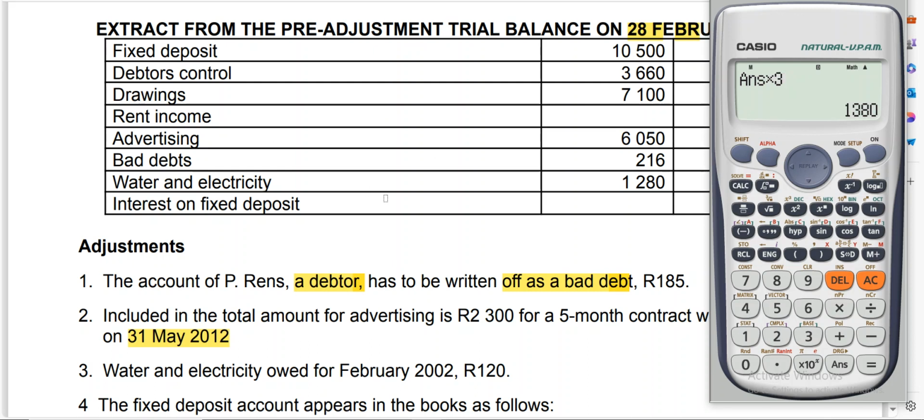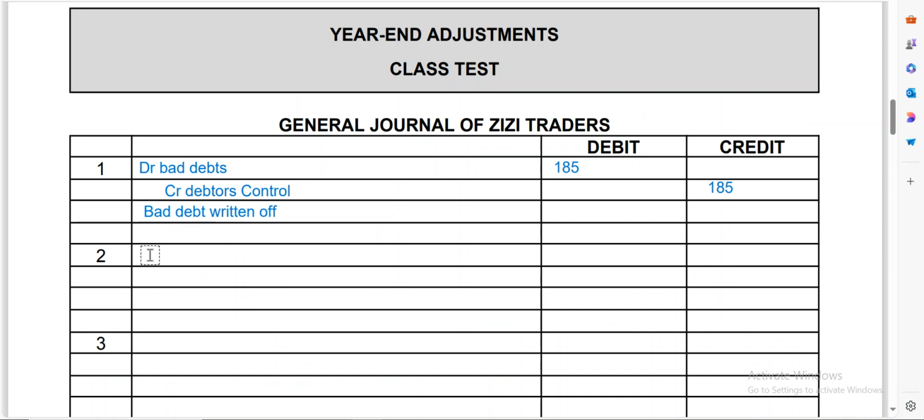So we need to write this in such a way that it shows that we are decreasing our advertising and increasing our prepaid expense. So remember, prepaid expense is an asset, and it increases on the debit side. So we're going to debit here. So we're going to say debit prepaid expense, and we are going to credit advertising because you paid it ahead.